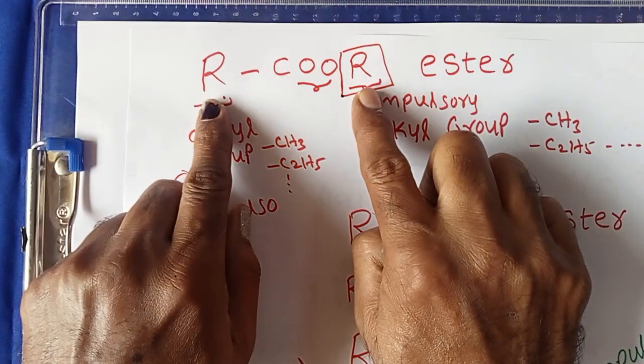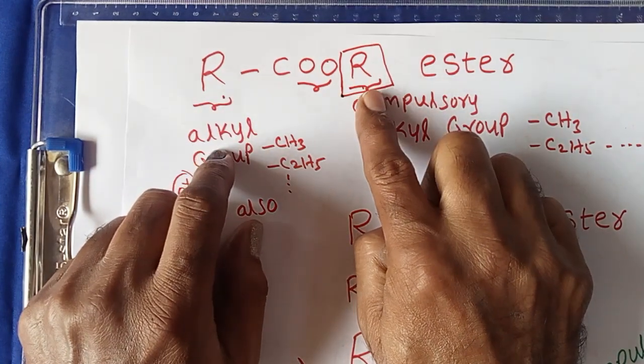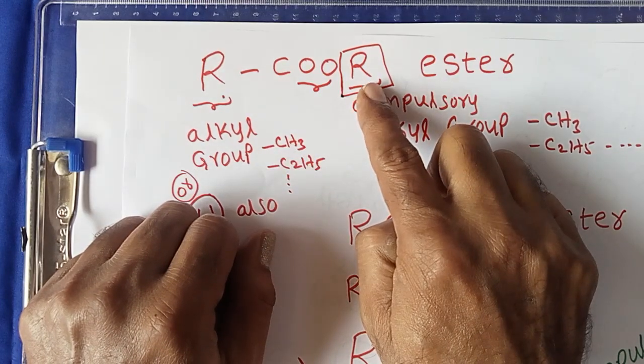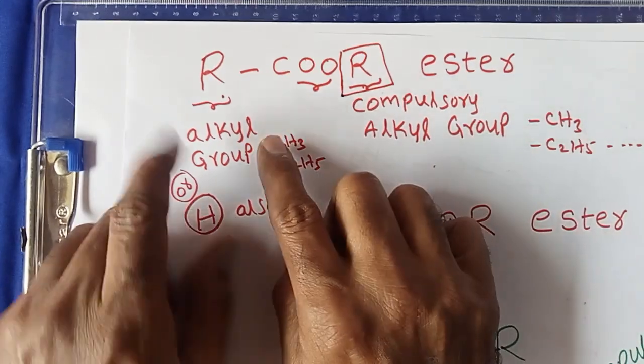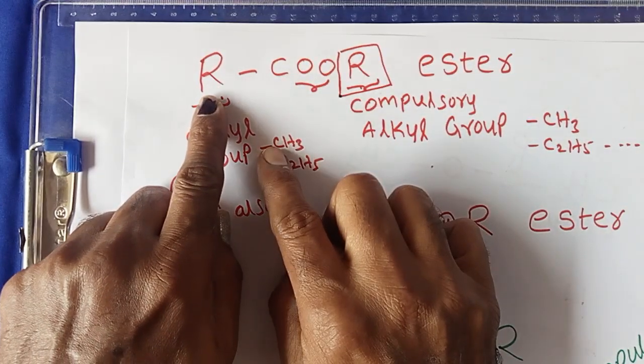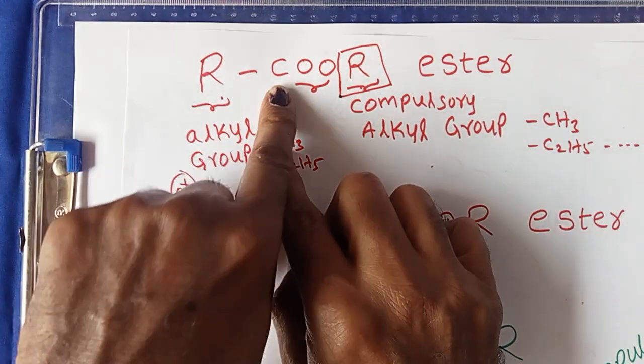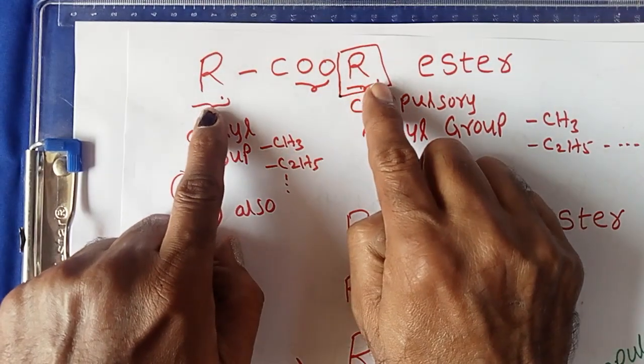What is the difference between these two alkyls? This alkyl is connected to oxygen with a single bond. But this alkyl is not connected to oxygen. This alkyl is connected to carbon. This is the main important difference between these two alkyls.